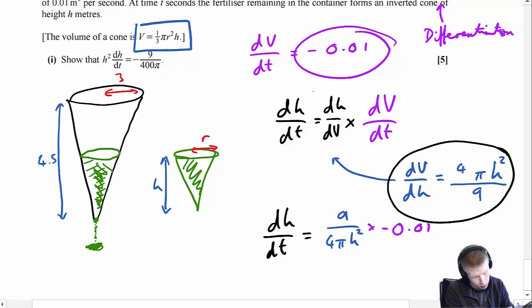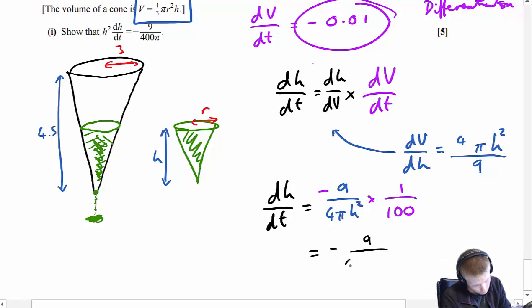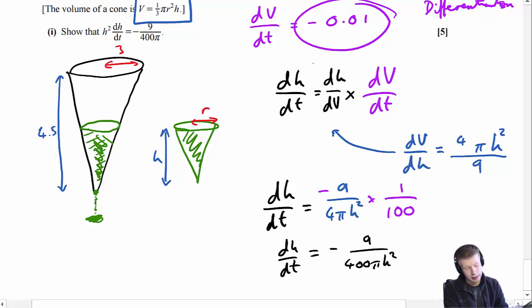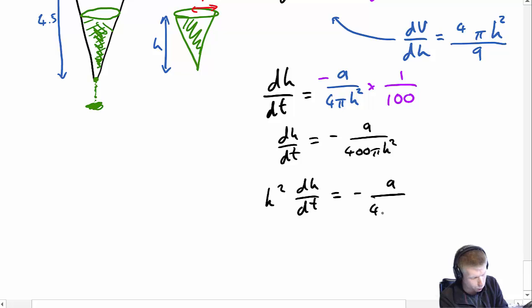Then I just need to play with that to show that I can get to there, okay? So I'm going to stick the negative out the front, and convert that 0.01 into 1 over 100, and then I can multiply that 4 by that 100. So let's have a go. I've got negative 9 over 400 pi h squared. That's dh by dt. And then they've put the h squared over the other side, so let's multiply through by h squared. So I've got h squared dh by dt is equal to negative 9 over 400 pi. That's what I wanted to show.